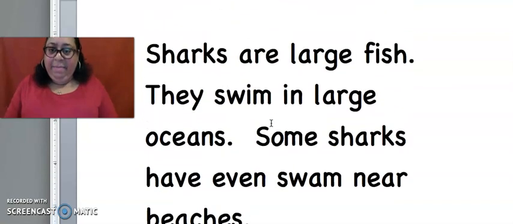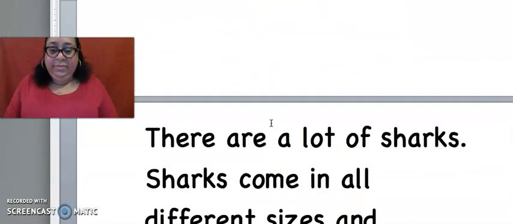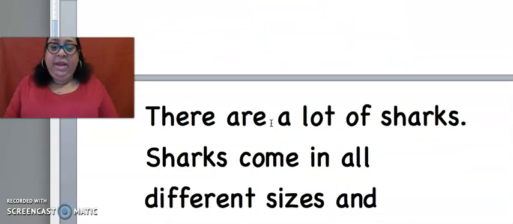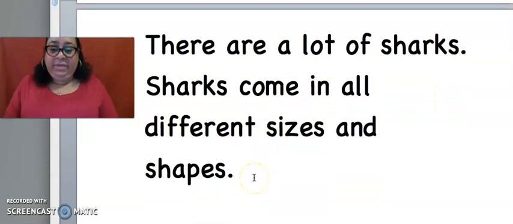Now let's see if that makes sense for my reader. Sharks are large fish. They swim in large oceans. Some sharks have even swam near beaches. There are a lot of sharks. Sharks come in all different sizes and shapes. That definitely sounds easier for my reader to understand. I even understand it as the writer.